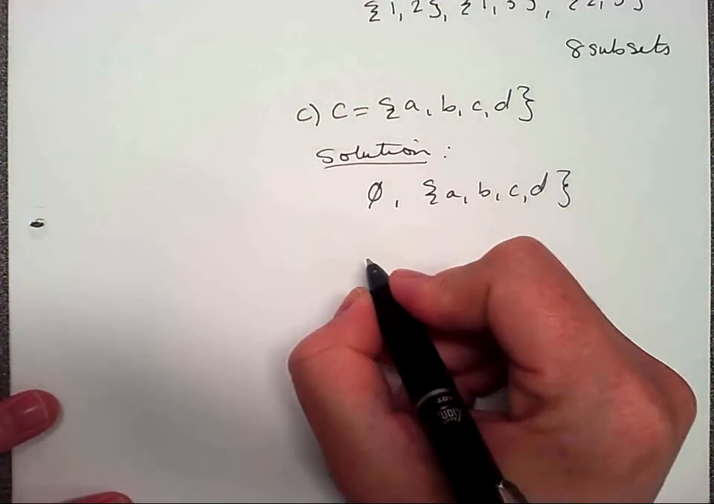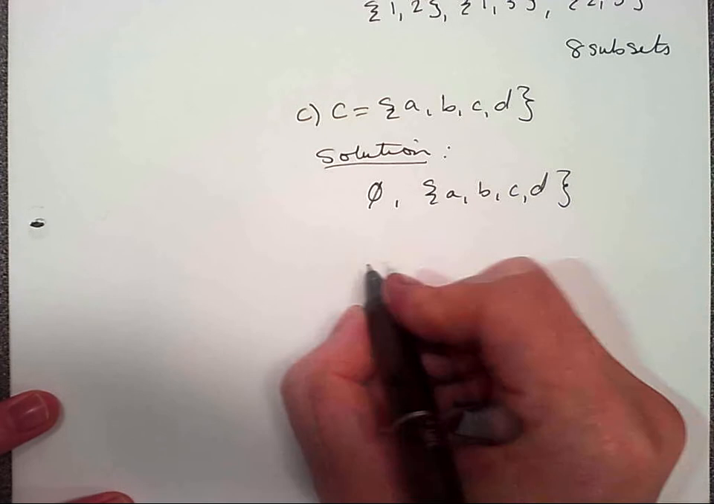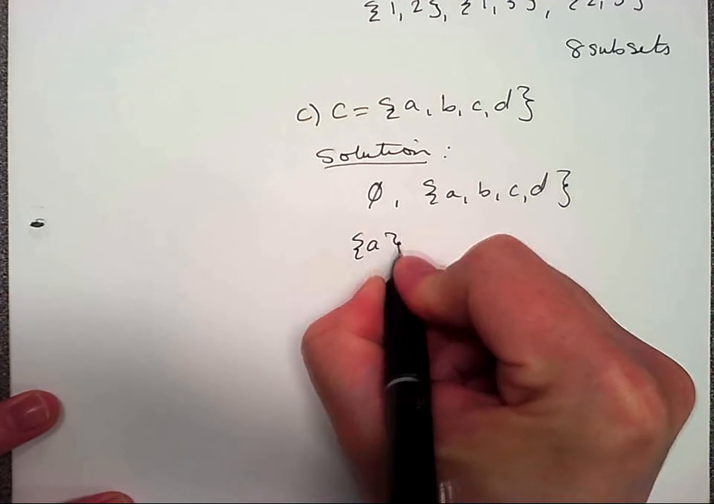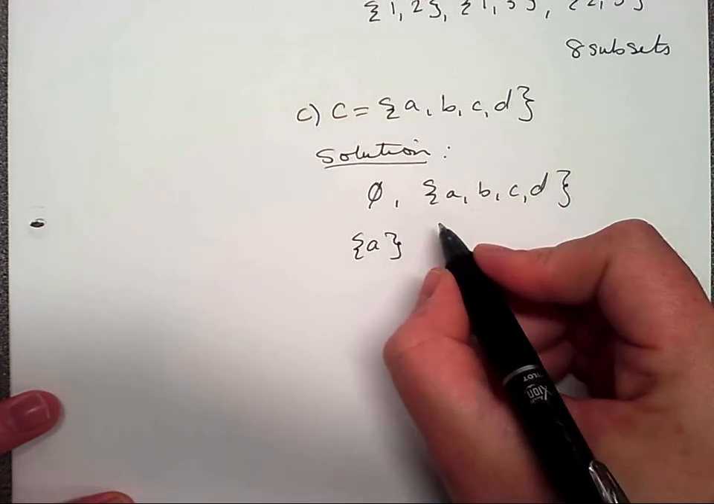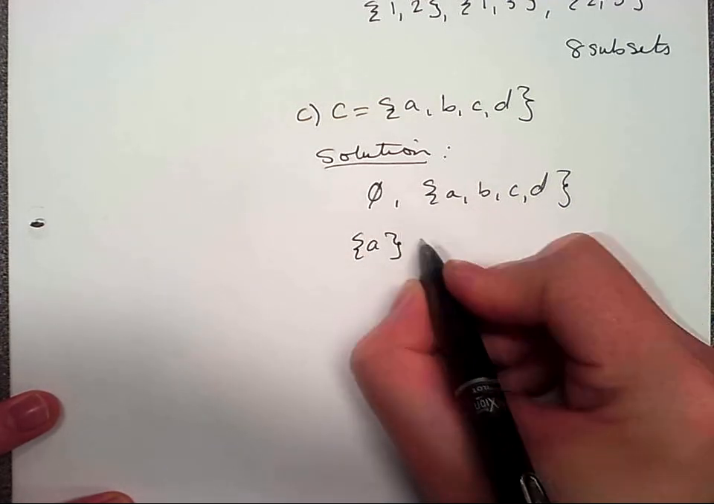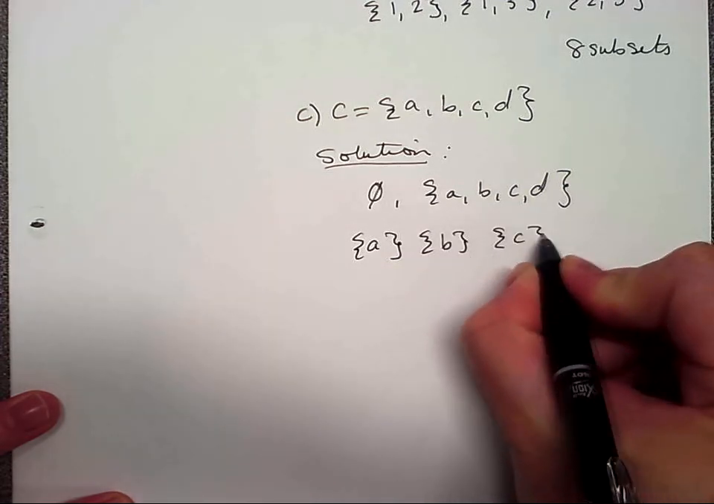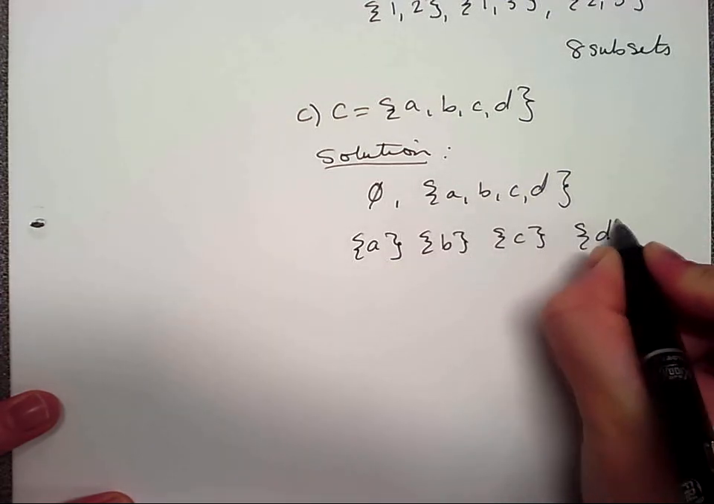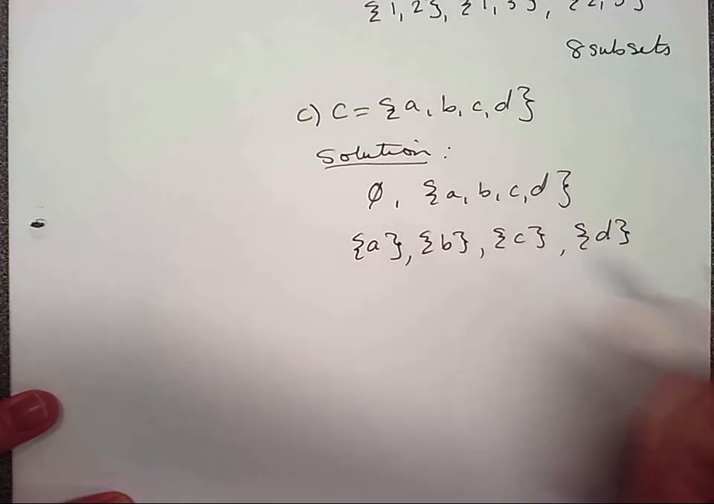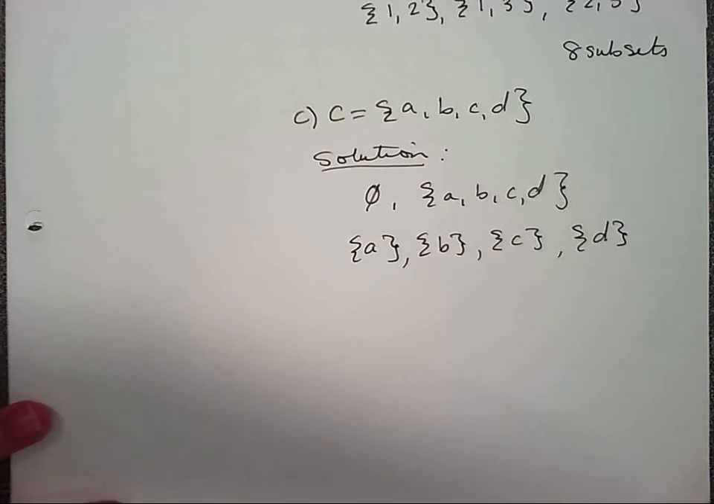Jalen, what you got? Just A by itself. What do you need some more? Yep. All right, B. C. And then D. All right, who can tell me some two-element sets?